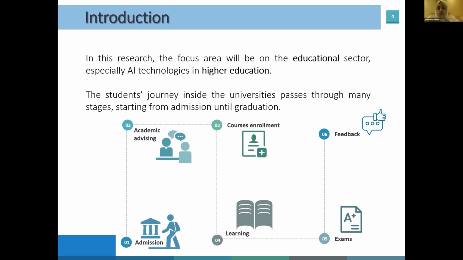We investigate the student journey inside universities, and we study how students walk through the university, starting from admission until graduation. We found that the student at first gets admitted to the university, then the student may seek some academic advising, then the process of course enrollment, learning, taking exams, and finally getting or giving feedback about the courses until they graduate from the university.